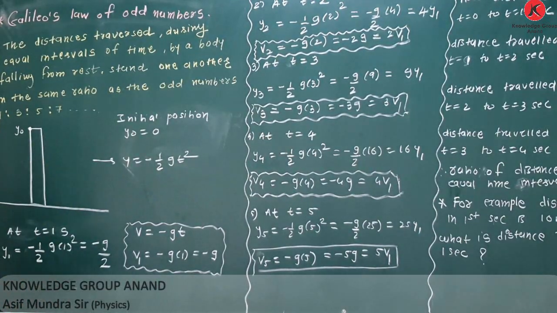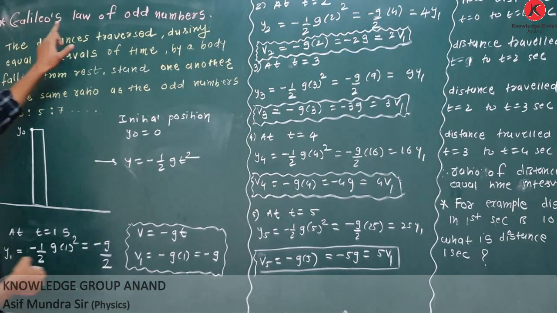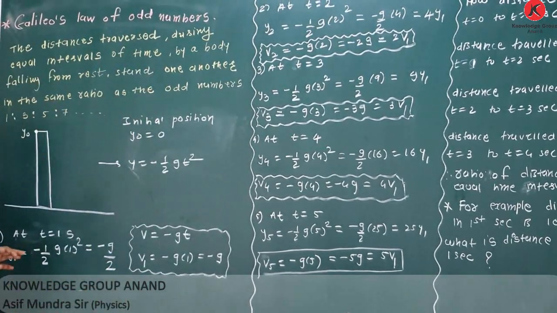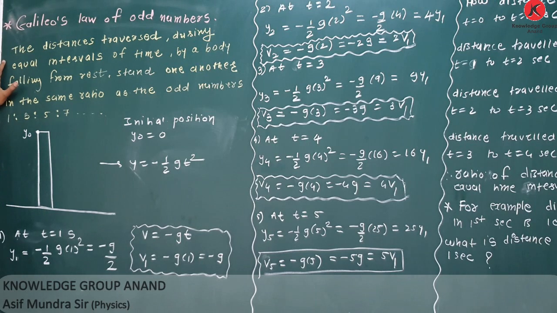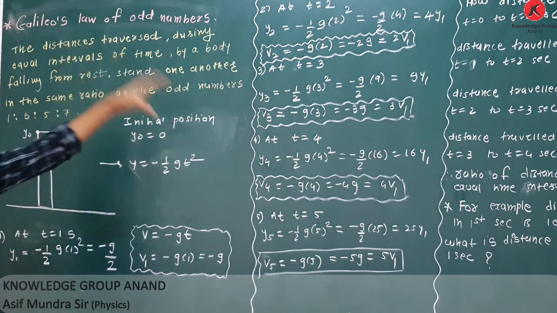Okay, now one theorem, Galileo's law of odd numbers. What is the statement? The distances traversed during equal intervals of time by a body falling from rest, meaning uniformly accelerated motion, stand to one another in the same ratio as the odd numbers, 1:3:5:7. Now what is the meaning of this?